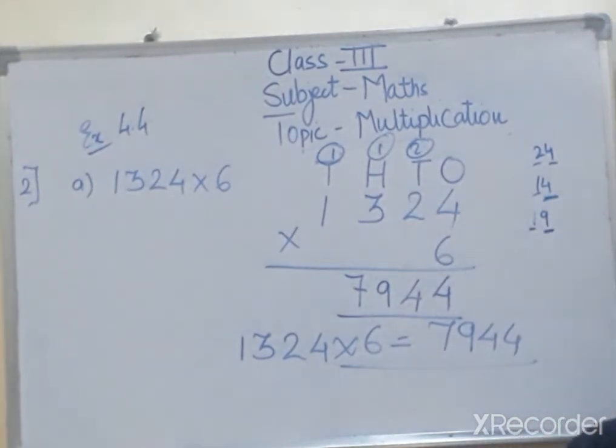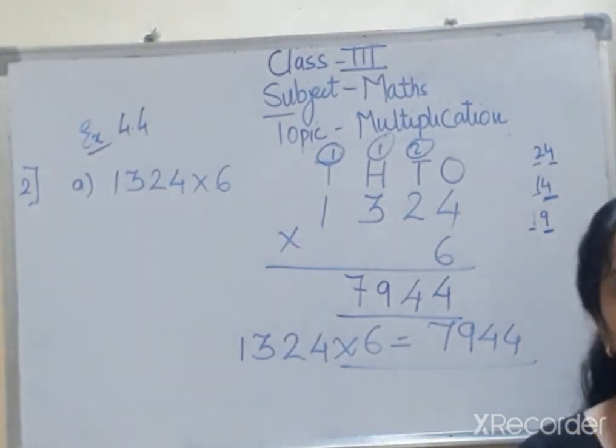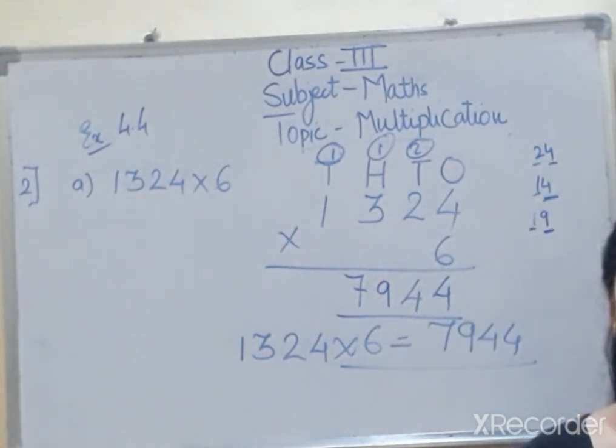Yes, I hope you have understood this. 4-digit number multiplication by a 1-digit number with regrouping and without regrouping. So exercise number 4.4, that is question number 1 and question number 2, will be your homework. Solve in the notebook and solve in the textbook as well. Till then, stay safe and stay healthy.